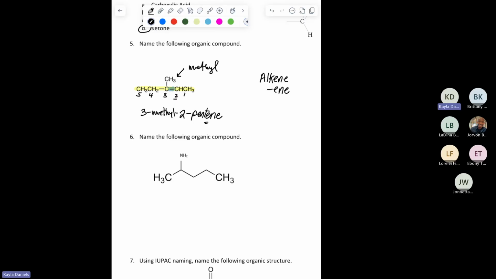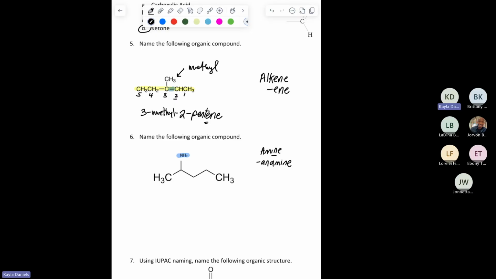All right, number 6 is another naming. So again, first step is to figure out our functional group. I see a nitrogen without a double bond, so that's an amine with an N. All right, it means our suffix is an-amine.